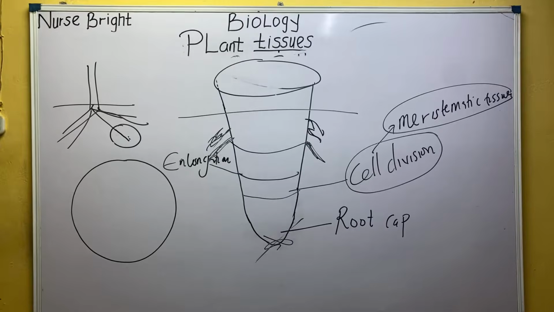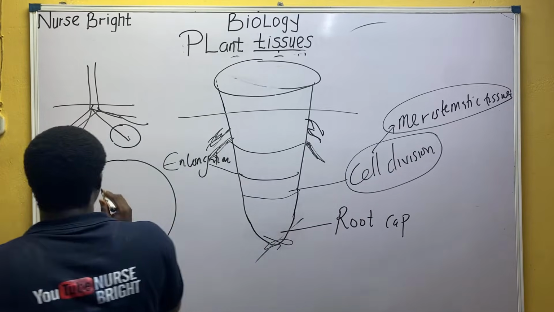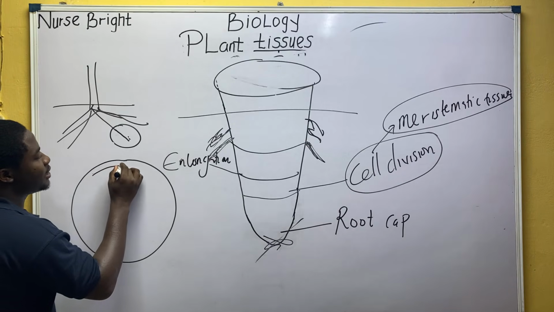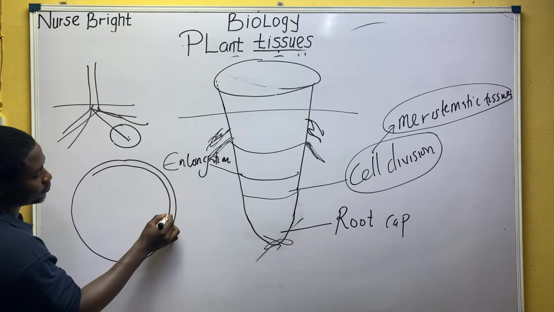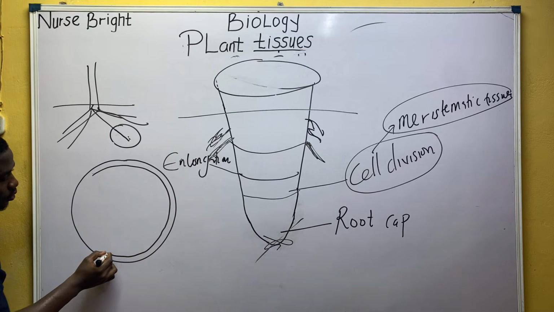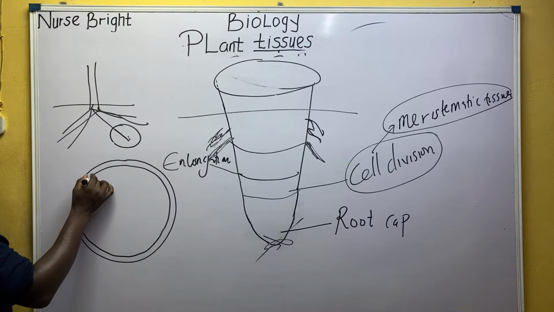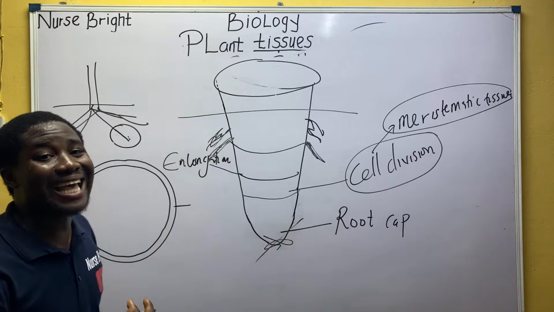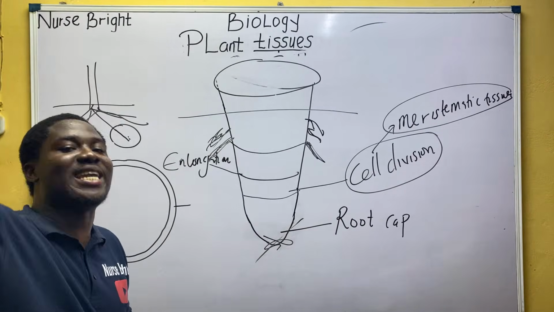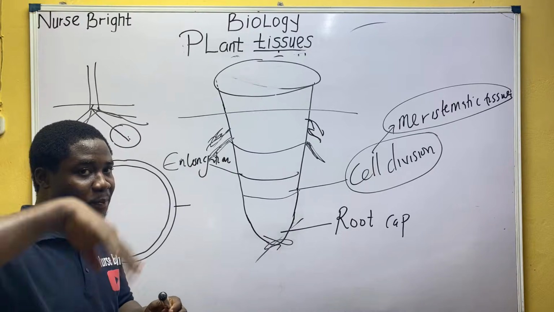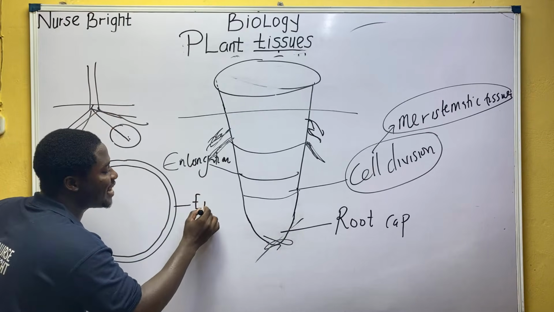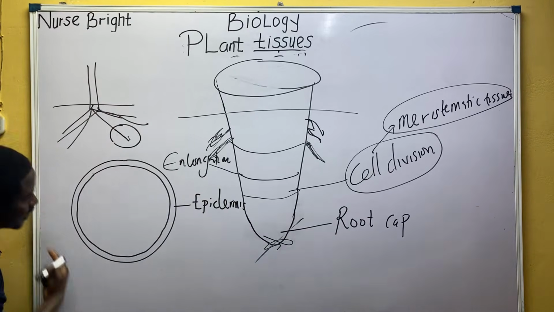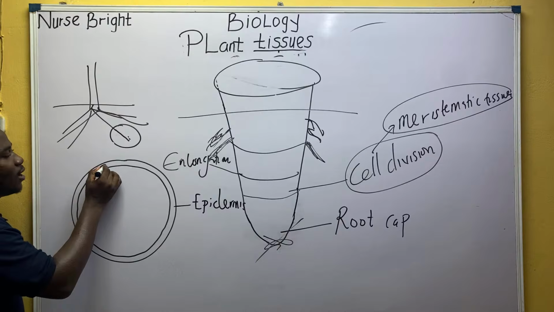So first things first, this root has different layers. The first layer is a layer that contains single cells, and it is the outermost layer. Anything that is outer, is it endo or epi? Endo is inner, epi is outer. So this is called the epidermis of the root. It contains single cells like this.